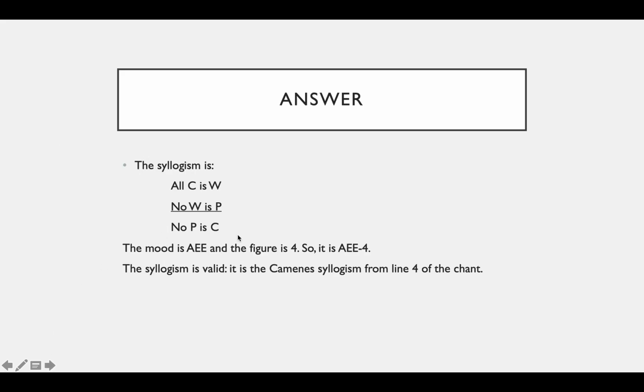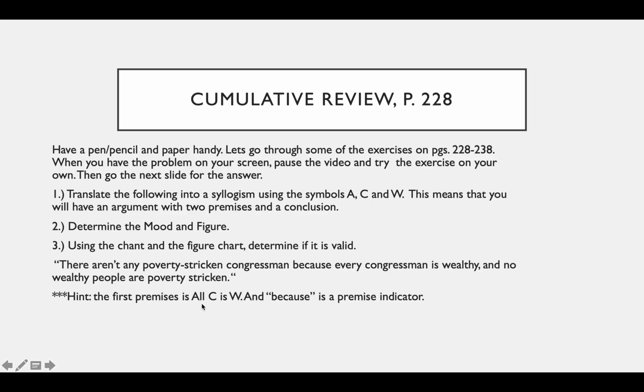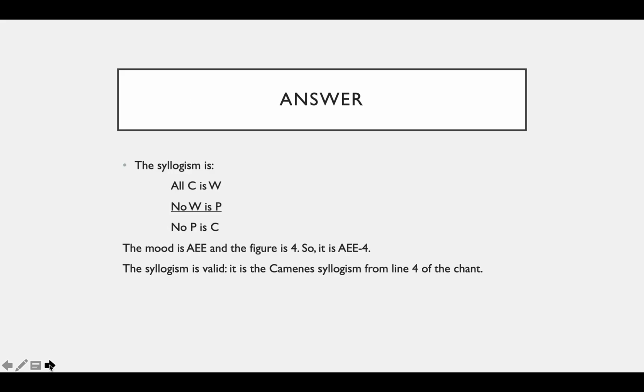Okay, the answer is all C is W, no W is P, and no P is C. I gave you the hint that all C is W is the first premise, translating this part of the passage: every congressman is wealthy. You would change that to all congressmen are wealthy, all C is W. No W is P, no P is C. The mood is AEE and the figure is 4.